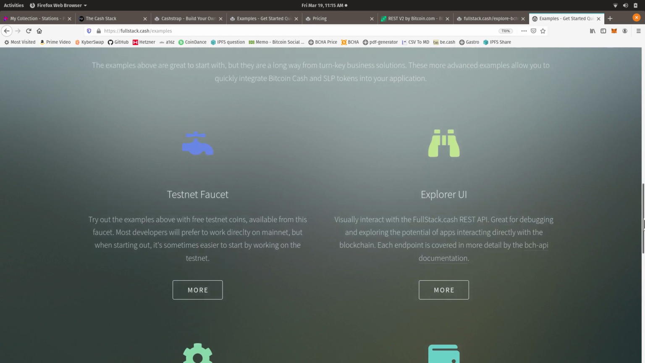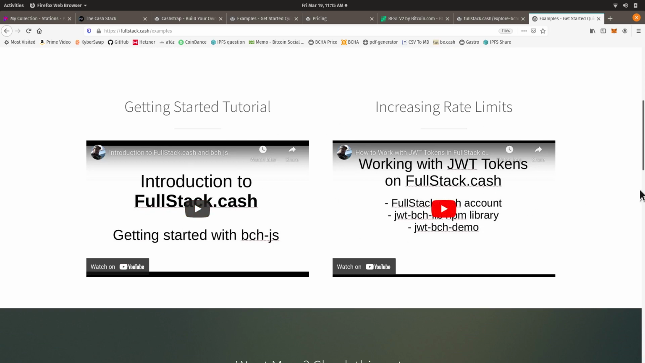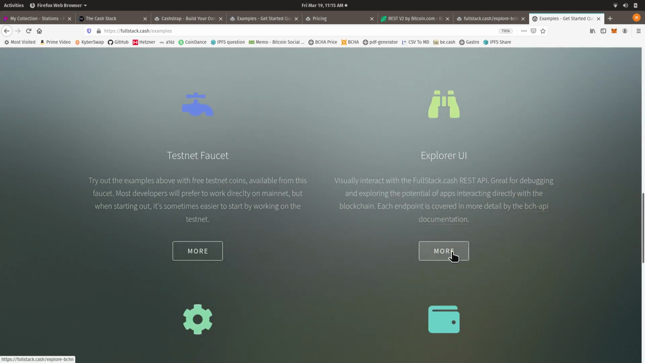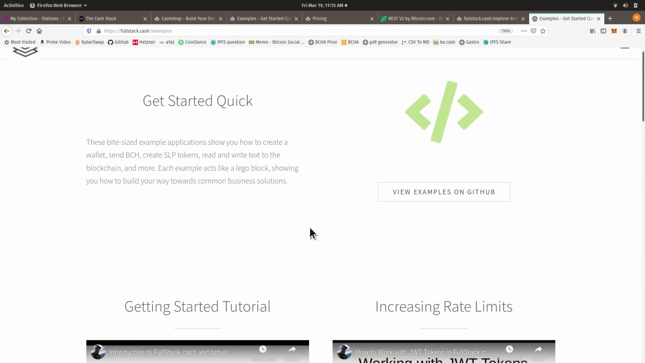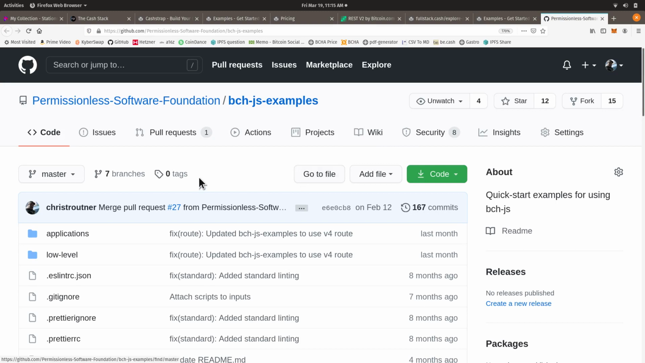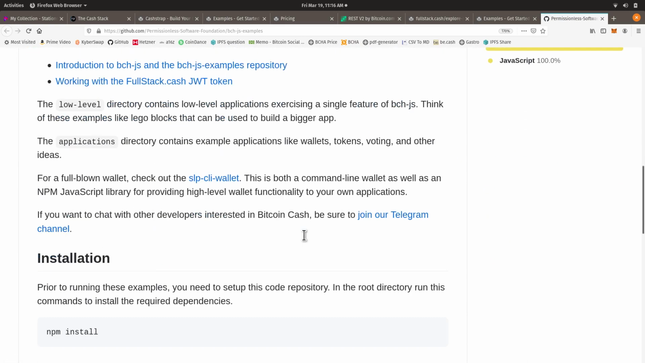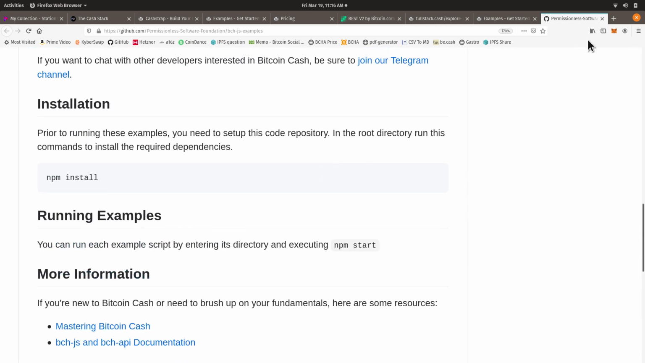And anyways, if you go to /examples, there are a couple of great videos I strongly recommend you watch. And that Explorer UI that I just showed for working with the REST API, you can get to it from here. There's also a testnet faucet for getting testnet coins if you want to develop on testnet. But really it's this button here at the top that will take you to the quick start examples, which cover a lot of common use cases like creating tokens, creating NFTs, creating a wallet, and sending money. All very common use cases exist here.